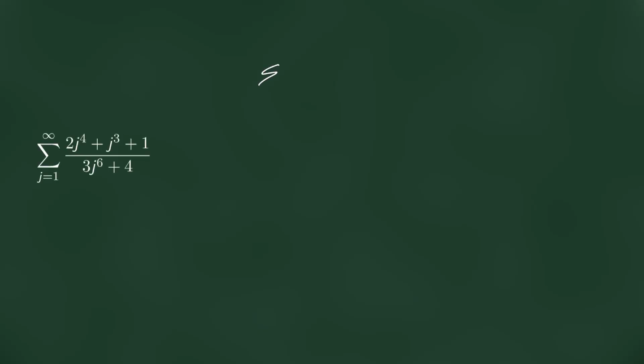If we take a look at the sum from j equals 1 to infinity of this rational expression, 2j to the 4th plus j to the 3rd plus 1 over 3j to the 6th plus 4, you may be thinking to yourself, I kind of see a p-series in there, and there are a few embedded in there, but making a direct comparison to any p-series is going to be tricky because of the way the parts are combined in this rational expression. However, that's a good instinct to have because we can actually do a limit comparison here.